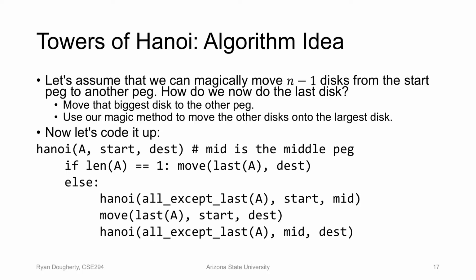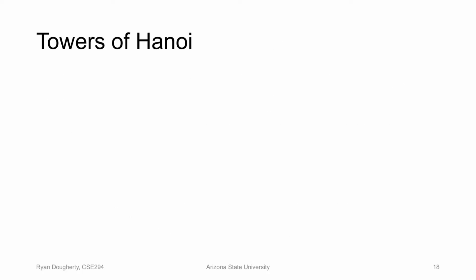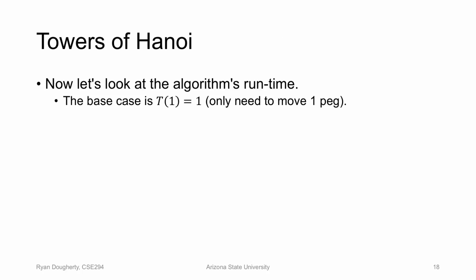Okay? So what we were able to do here is, suppose we were able to move n minus 1 disks at once. Then we have a way of moving that very last disk onto the place we want to go, and then moving the n minus 1 again. Okay? So any questions on how we were able to do that? Okay, so let's just look at the runtime.